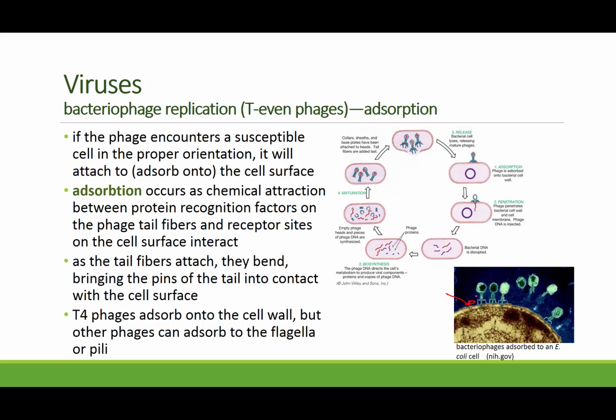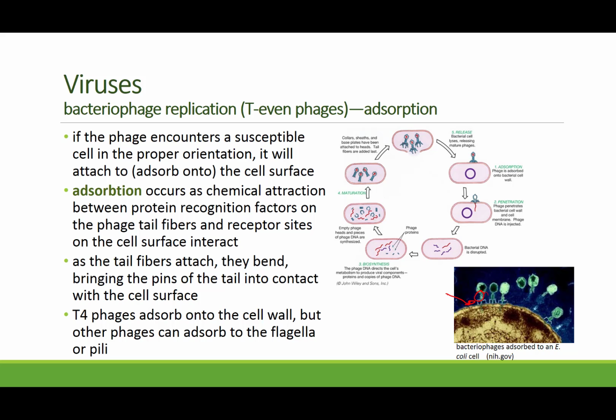And so we see this chemical attraction that attaches the phage, the capsid, the external structures of the phage, onto the cell's surface. And as those tail fibers attach, they bend, and at the bottom of that little stem-looking portion is a structure called the pin. And so as those tail fibers flex, they bring the pin into contact with the cell surface.